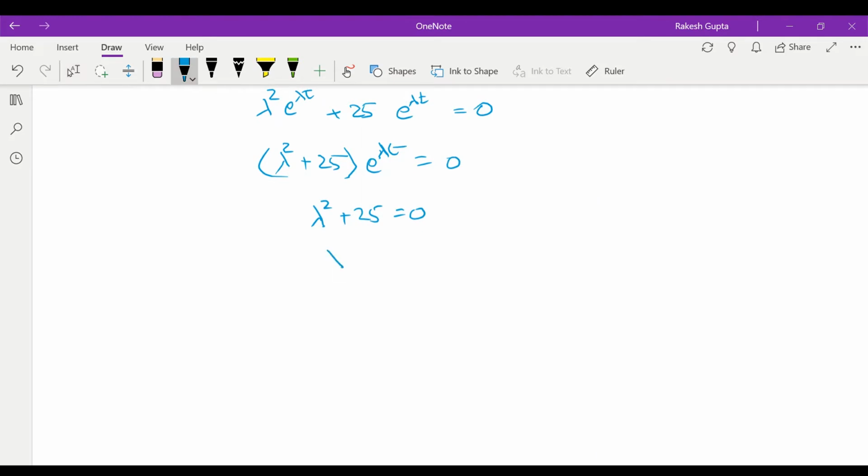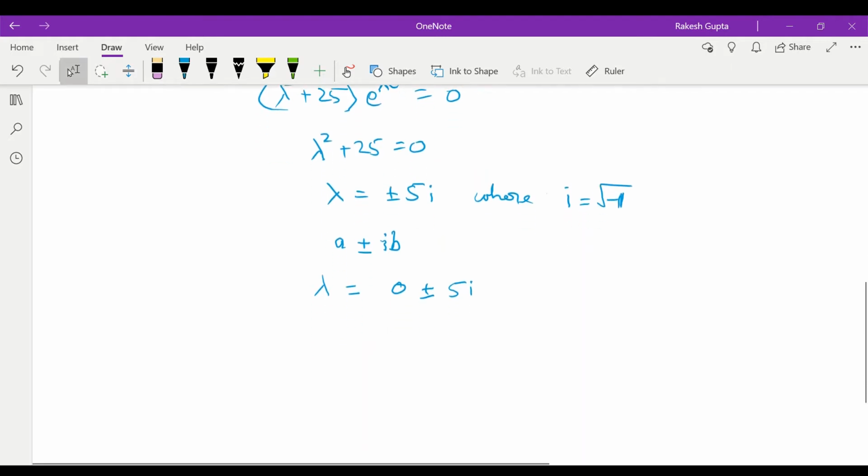Now solving for lambda, we'll get plus minus 5i, where i is also referred to as iota, the value for which is the square root of minus 1. When we compare it to the general form of a complex number, which is a plus or minus ib, we can write lambda as 0 plus or minus 5i, where a is 0 and b is 5.